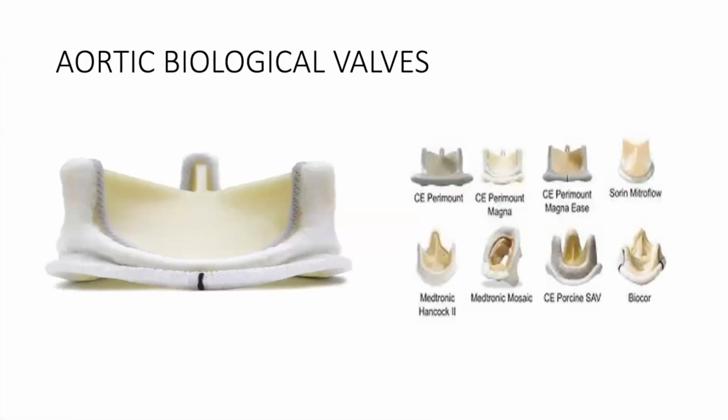The other type of valves are biological valves. The early biological valves were porcine. Many of the ones that we use now are bovine pericardium. The bovine pericardium is cut into the right sizes and mounted upon this stent, so these are stented biological valves.